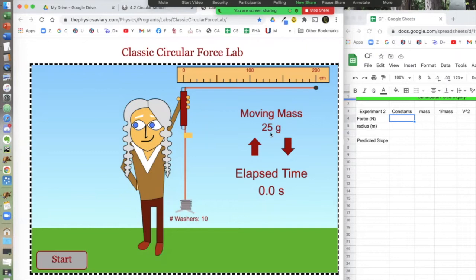Okay, I'm going to do experiment 2 of this online circular force lab because it's the one where we're changing the mass, and that might be the hardest to think about with the graph.